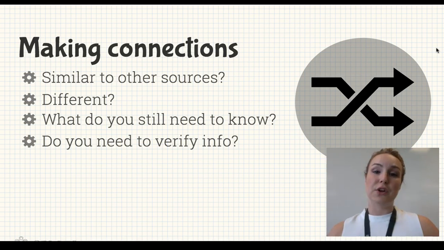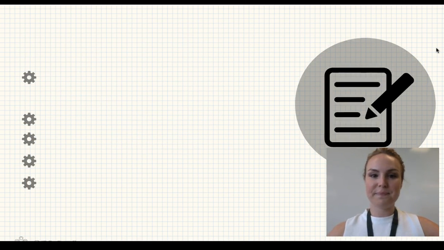What do you still need to know after looking at your text? Do you have questions, or are you thinking about something, or has it maybe raised questions for you? And is there information that you need to verify? If they raise a point that you haven't heard before, maybe you need to go away and research that and try and verify, make sure that that is both reliable and valid.